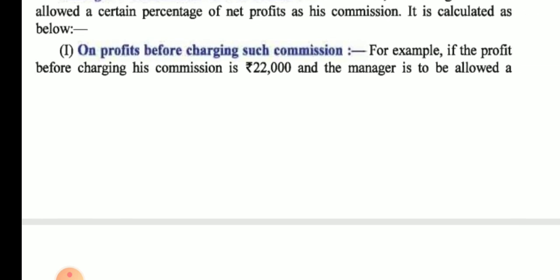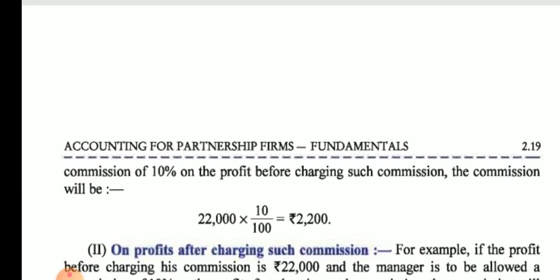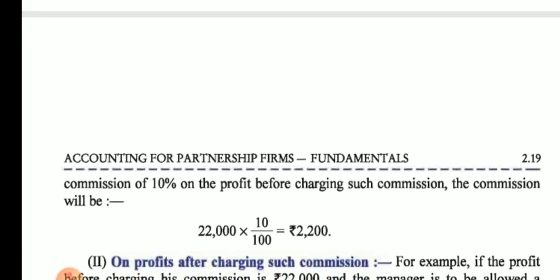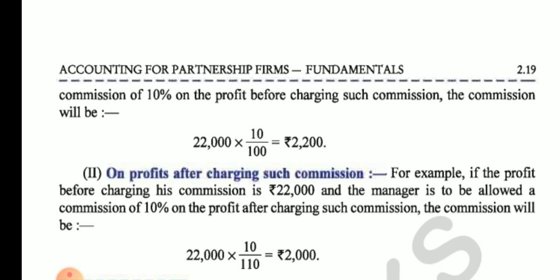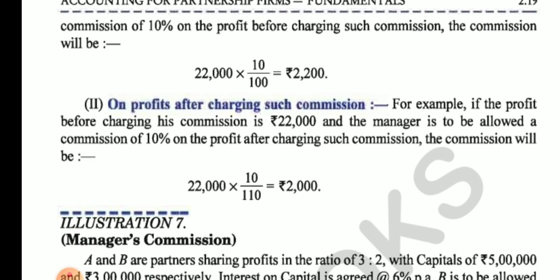If any amount is given and you are going to calculate commission at 10% or any other percent, as here 22,000 is the amount and 10% is the commission, then directly we calculate 22,000 into 10 upon 100, which is 2,200. Now we are going for the second case, on profit after charging such commission.